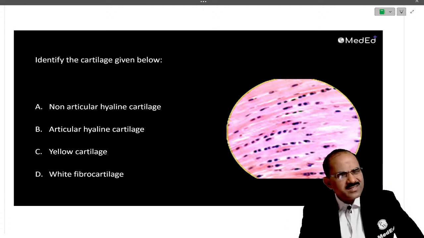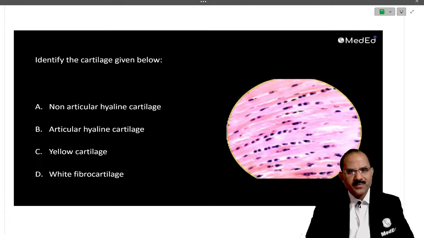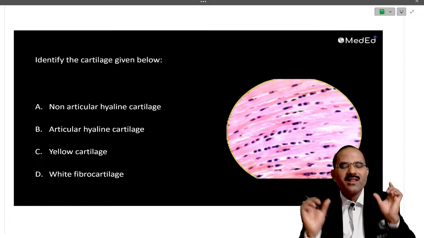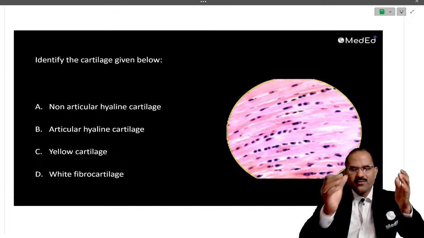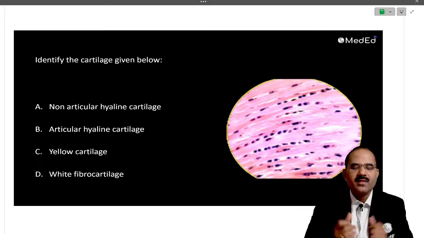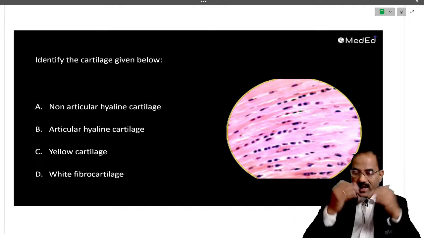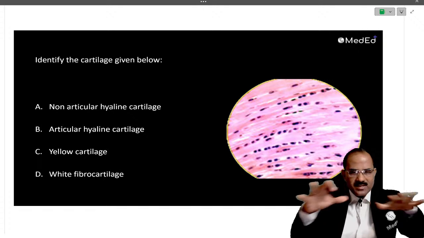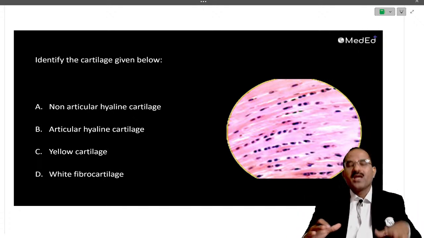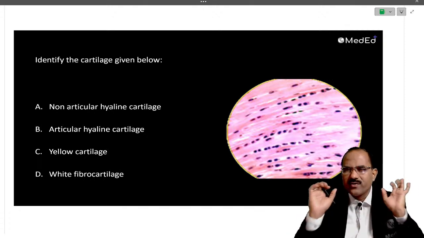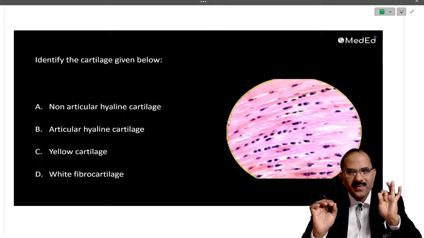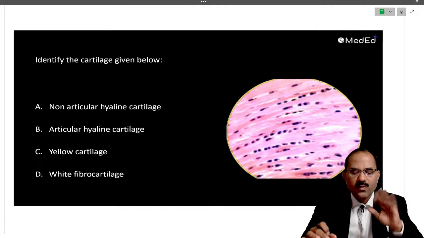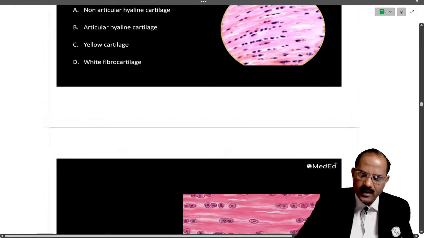So, what is the characteristic of cartilage? I get cells in the cartilage which are known as chondrocytes, right? So, the moment I find chondrocytes, that's a cartilage. Now, what else do I see? I see the ground substance. If the ground substance is amorphous, glass-like, what is that cartilage? It's a hyaline cartilage.